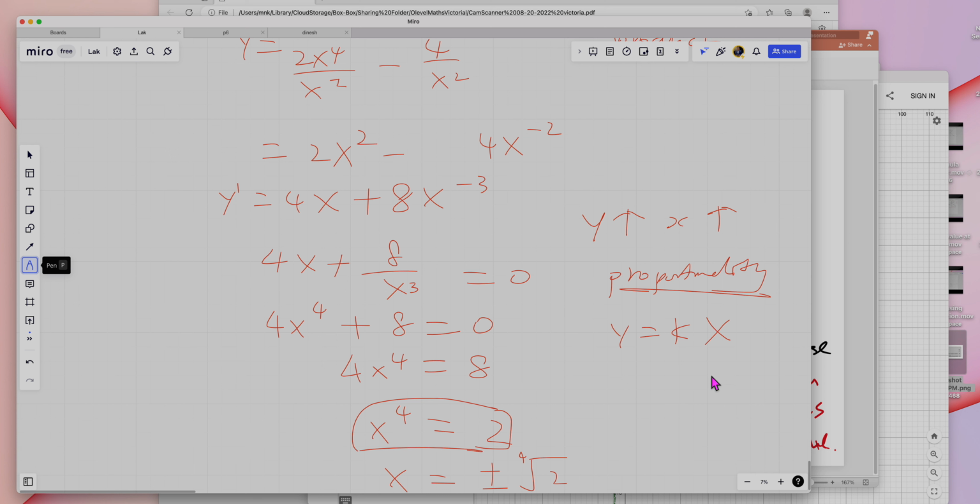Right? If you don't look at this, it's okay. But at least you have 8 equal to 4x to the power 4, right? So basically, this big X is your x to the power 4. Your k is equal to 4. And then your y equals to 8.